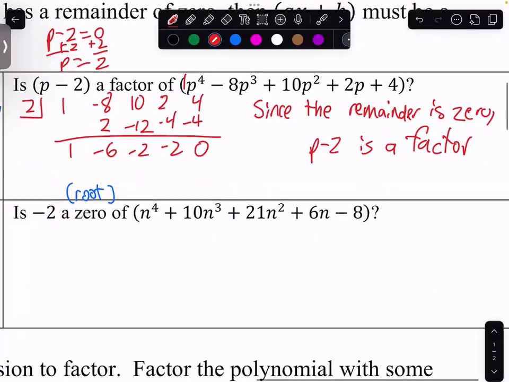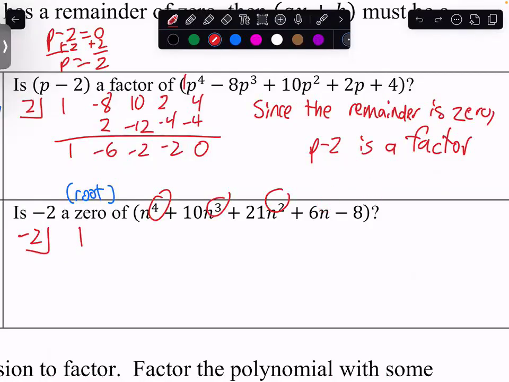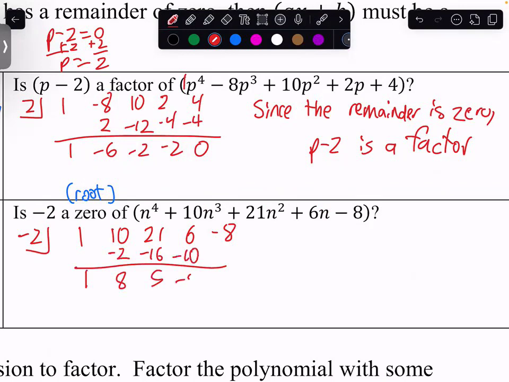Okay, and then lastly, is -2 a 0, which is another word for a root of this? Okay, so again, you use -2 directly. You don't switch it to +2. 4, 3, 2, 1, 0. Nothing skipped. Okay, we do get a remainder of 0. So yes.